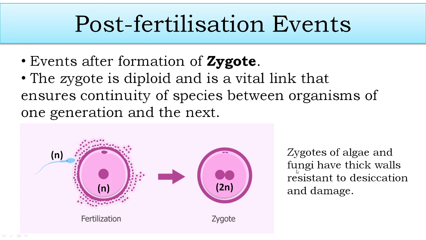Normally they will undergo asexual reproduction. But during unfavorable conditions, I have told you that members of algae and fungi will prefer the sexual mode of reproduction during unfavorable condition. Right? Why? Because the zygote which is formed has got a very thick wall. Right? And these thick walls are resistant to desiccation and damage.